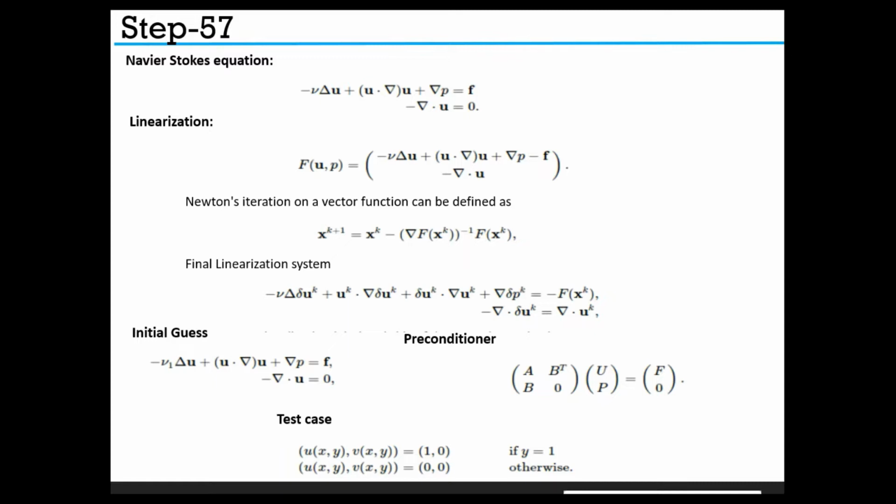So what about the cases for linearization? They define a nonlinear function whose root is the solution of the Navier-Stokes equation by this equation. Assuming the initial guess is good enough to guarantee the convergence of Newton's iteration, denoting x, this x will be dependent on the velocity and the pressure.